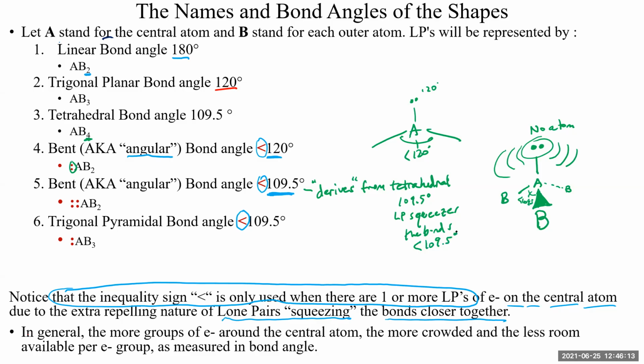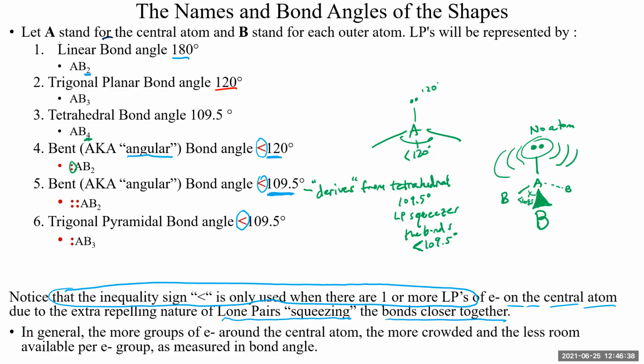How much less? We don't know. And it's okay, we don't have to know. We're not going to make up a number. We're not going to guess when we have no basis for guessing. All we're simply going to say is we know for sure it must be less than 109.5 because we know that lone pairs have an effect. They never cause an increase in bond angles. They only cause a decrease because the lone pairs can only squeeze the bonds together.